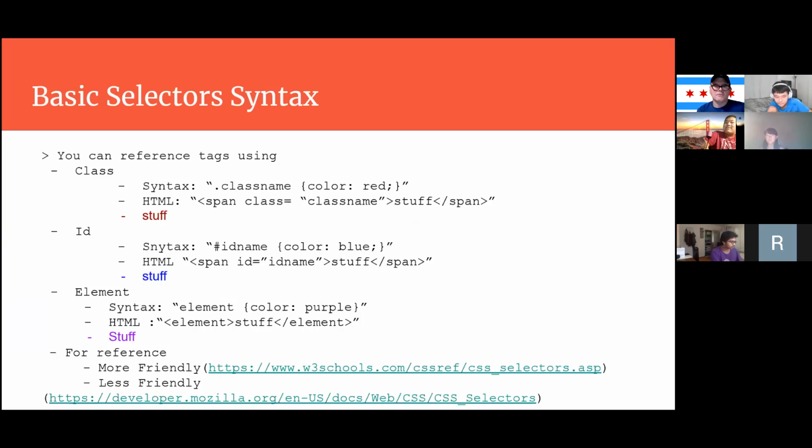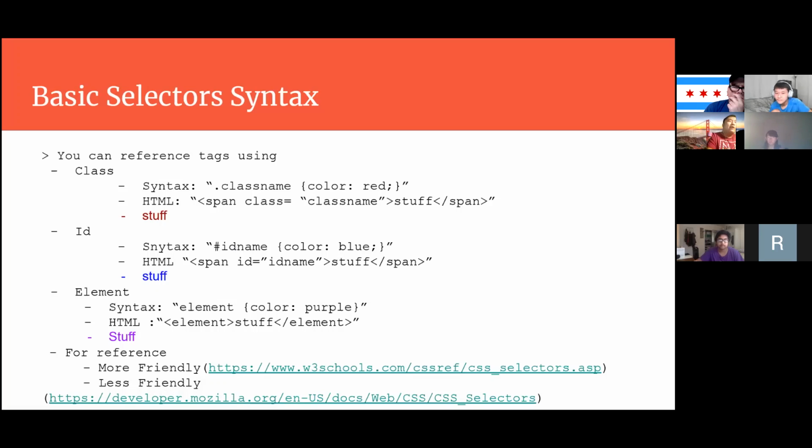If any of this is confusing, don't be afraid to speak up. And if you want to use ID, like in this case, ID equals ID name, you put a hashtag in front, and then the name of the ID, and again, property : value. We'll be talking about examples of properties a bit later, and also about values either in the next slide or a bit later.